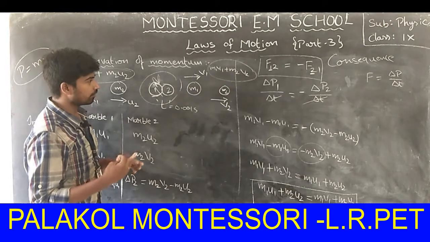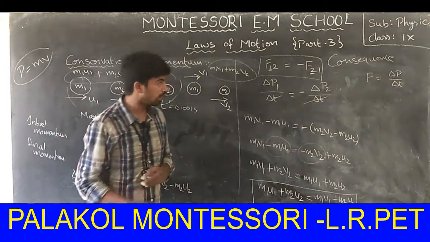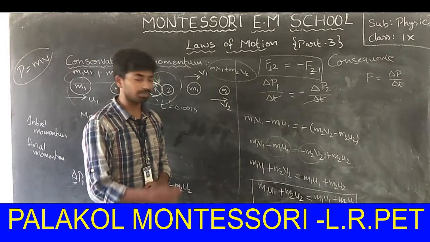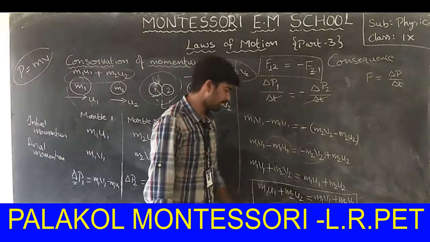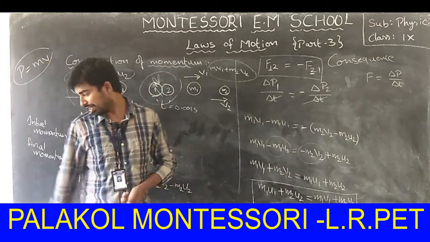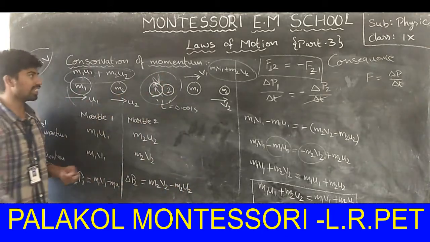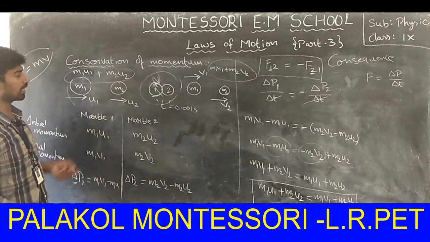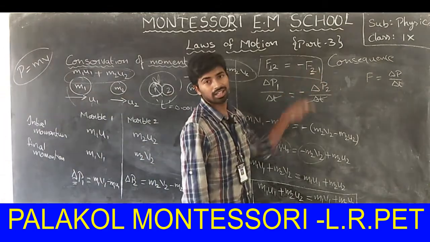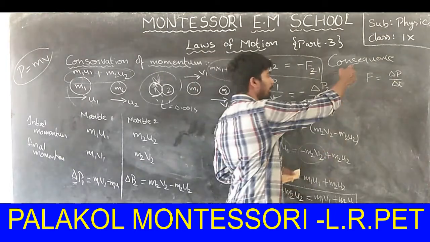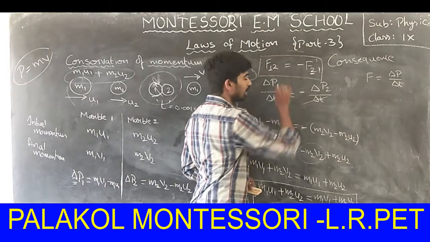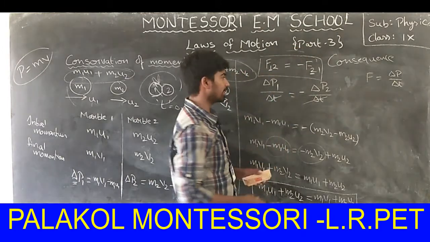So when the external force acting on the system is zero, the momentum of the system is constant. The initial momentum m1u1 plus m2u2 is equal to m1v1 plus m2v2. So this is about conservation of momentum. Conservation of momentum is the consequence of Newton's third law. Consequence means the result obtained from Newton's third law of motion. Because of Newton's third law, momentum is conserved. That is the meaning of consequence.